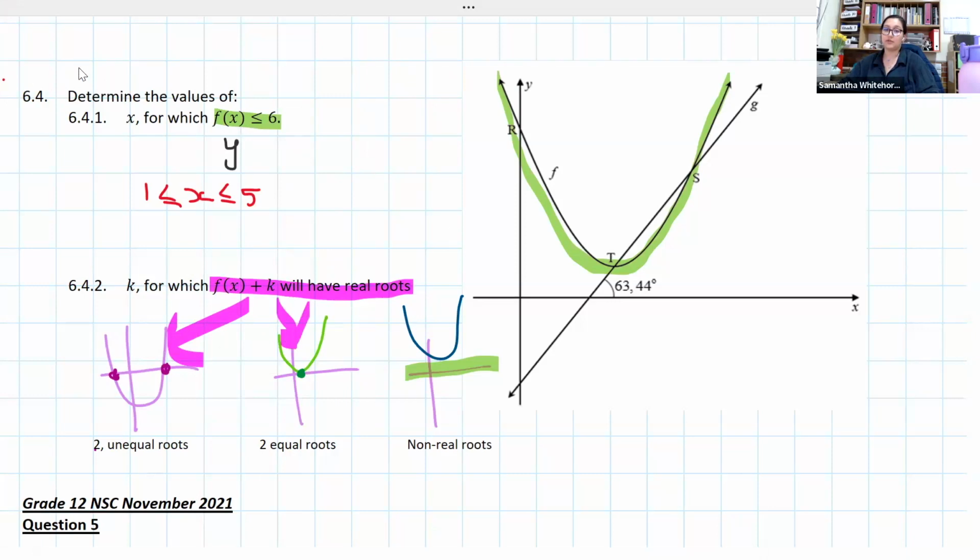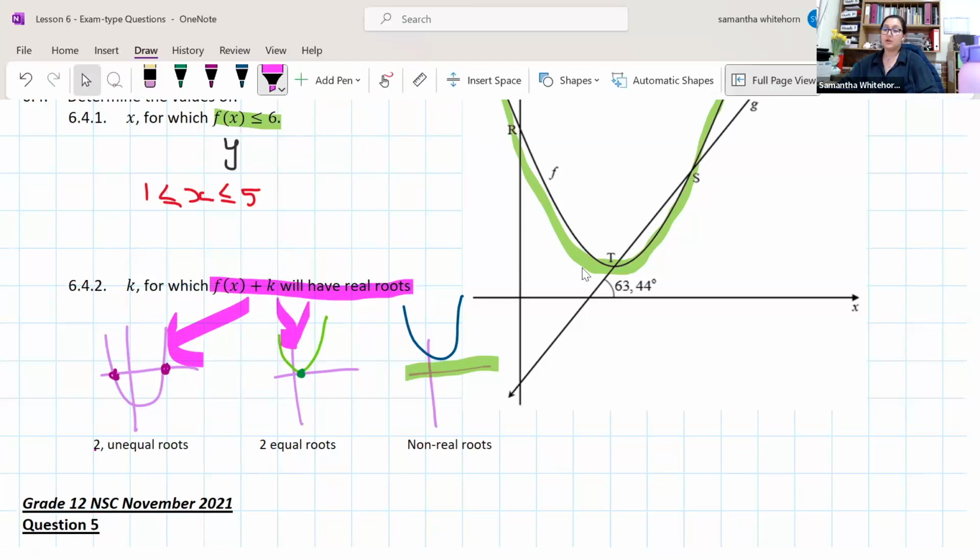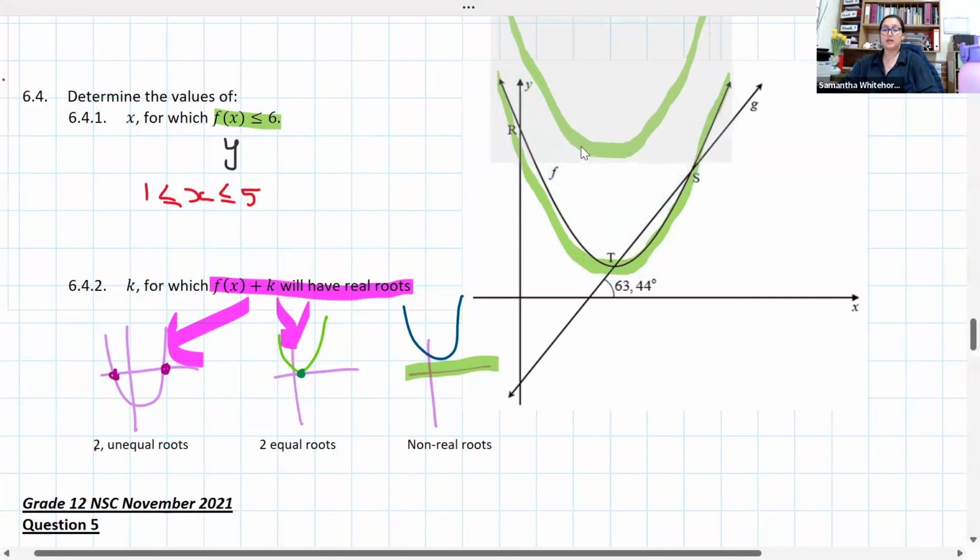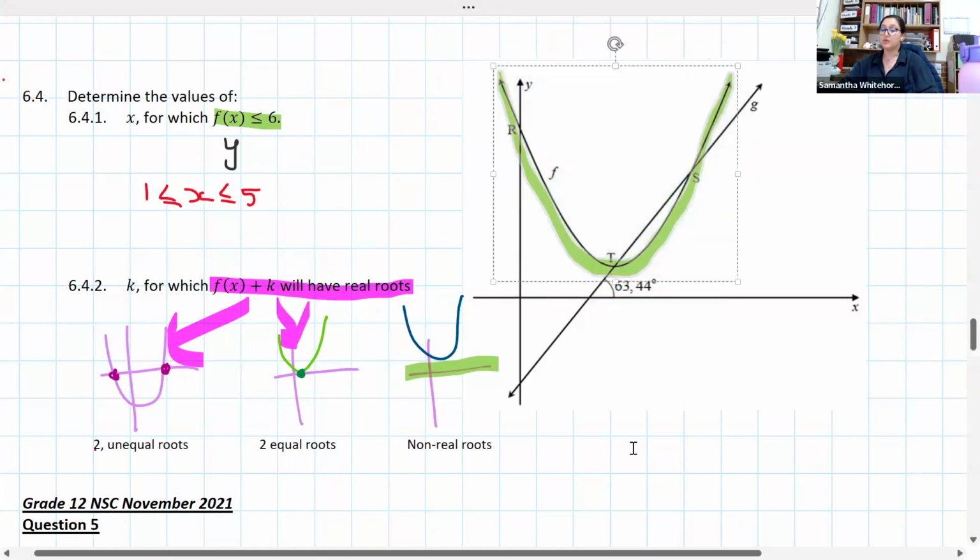So let's go to the graph. If I take my graph and I move it up, do you see that I just continue to have non-real roots? I'm actually just getting further and further away from an x-intercept. So this graph definitely can't move up if I want real roots.